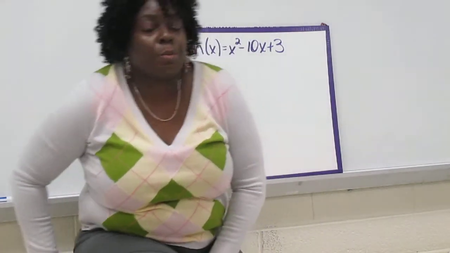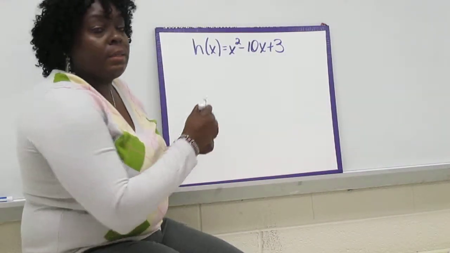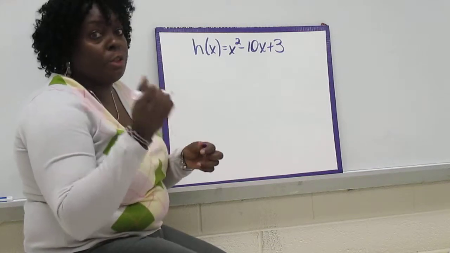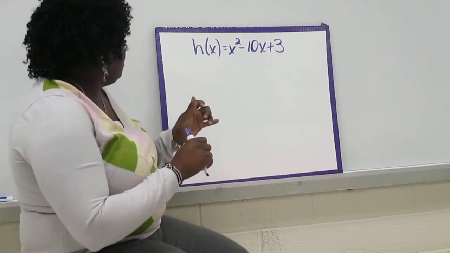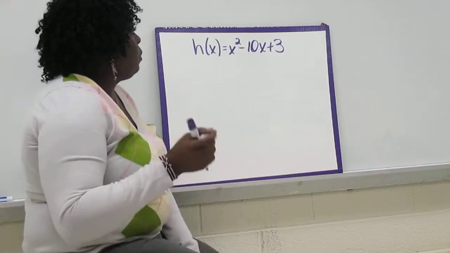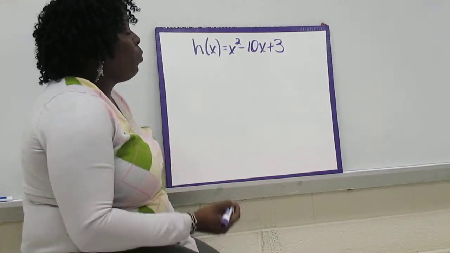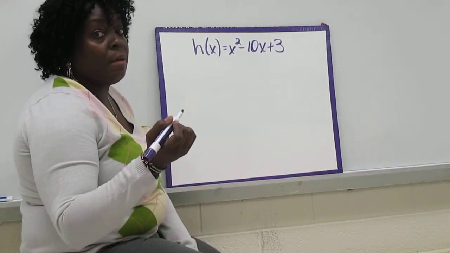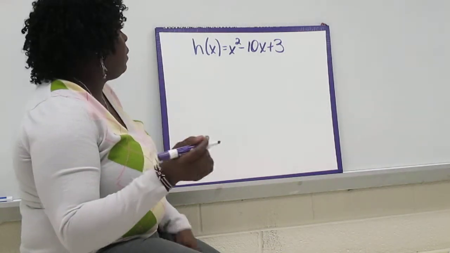Okay, because there were so many questions about the quiz, I decided to do a video of the quiz problems. This first problem, h of x equals x squared minus 10x plus 3. You were asked to write this in vertex form and identify the vertex.